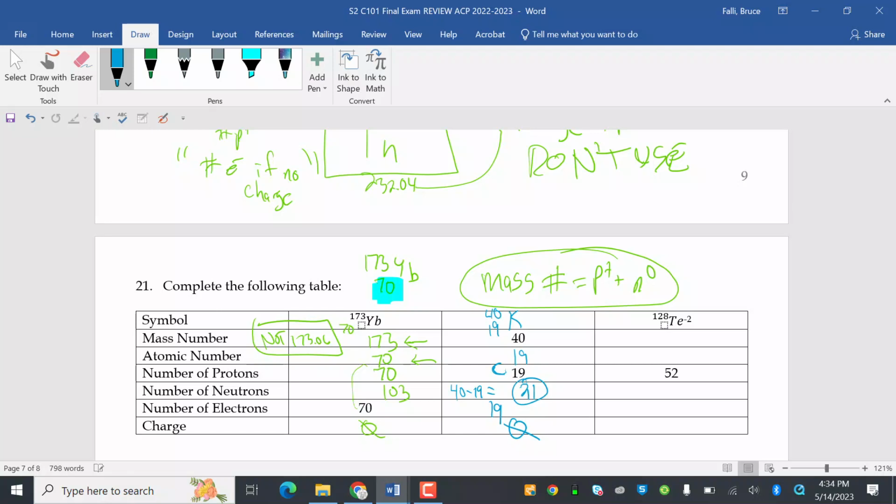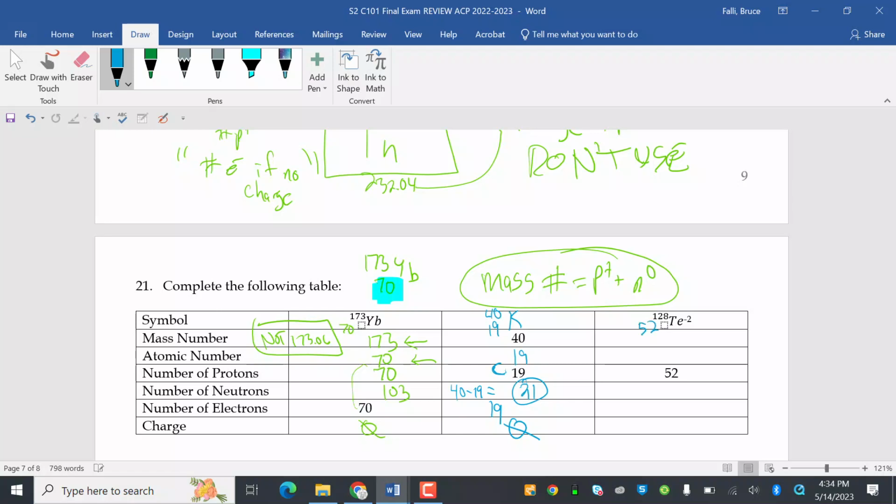Tellurium is the next one. Te. So I'm looking for Te on the periodic table. Uh-oh. I'm having the dickens of a time finding tellurium. I'm pretty sure it's in the D block. Okay, so I'm having the hardest time finding tellurium. Oh, there it is, number 52. So tellurium, again, is number 52.